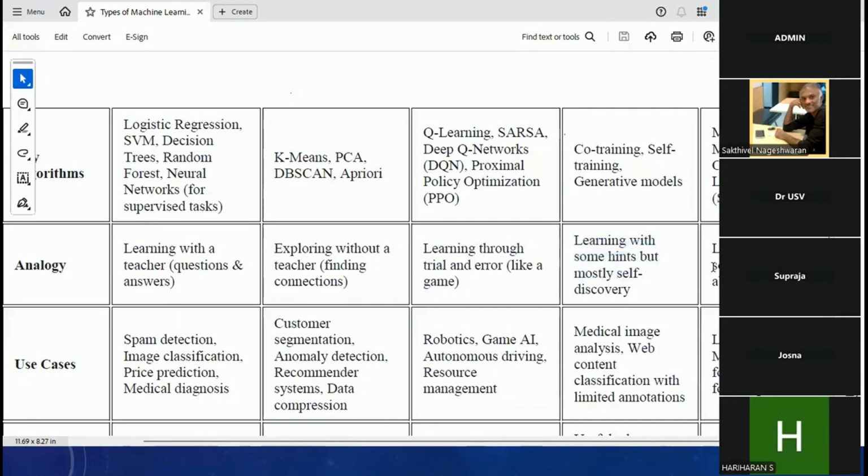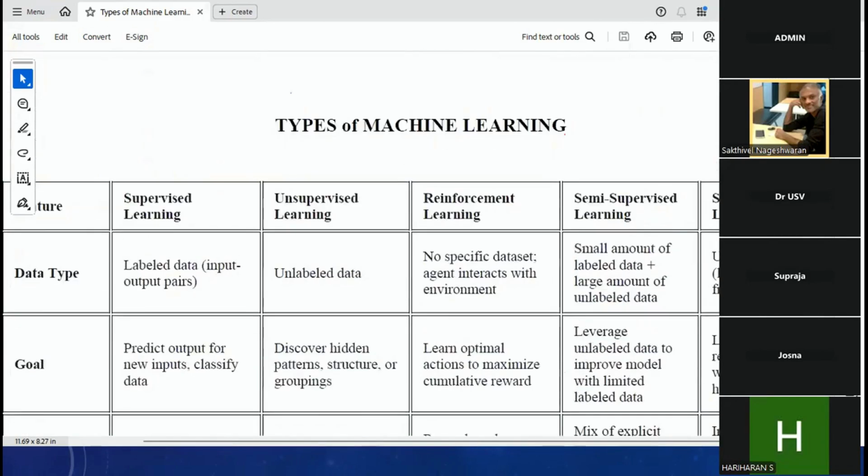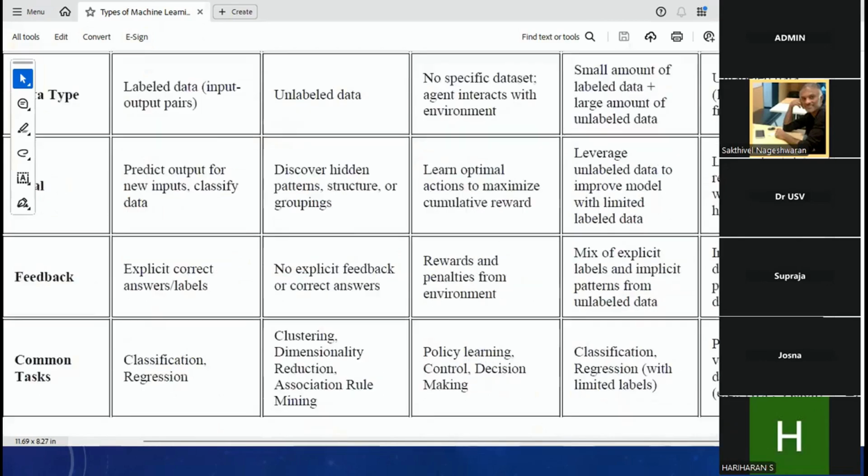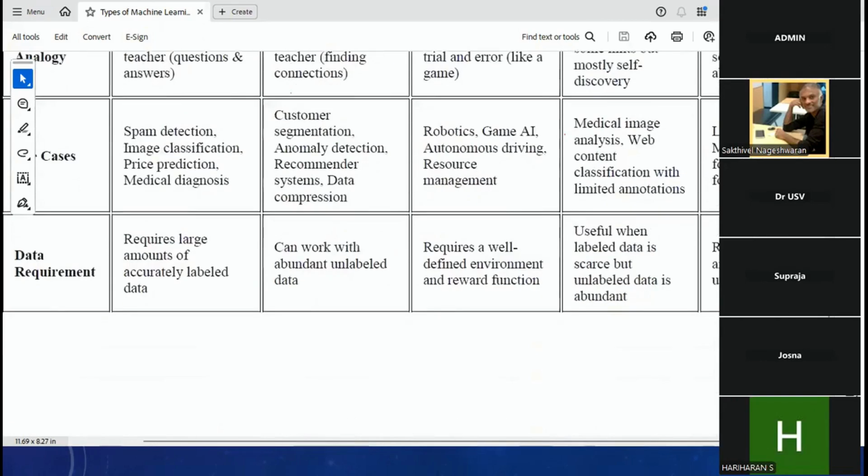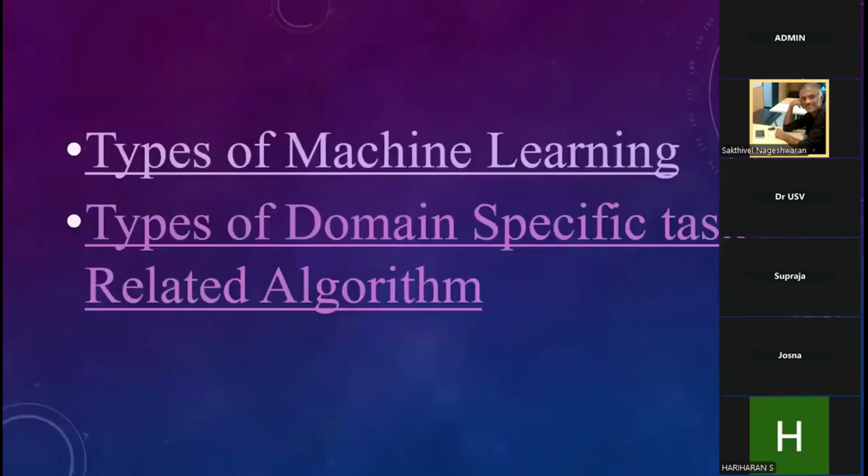The last one, you can see that it is like solving a puzzle. We can say that it is called self-supervised learning, which automatically learns by itself, by solving puzzles. So this is what I wanted to say, and for the remaining things, I don't want to go into the use cases and the data requirements. So this is about the types of machine learning.